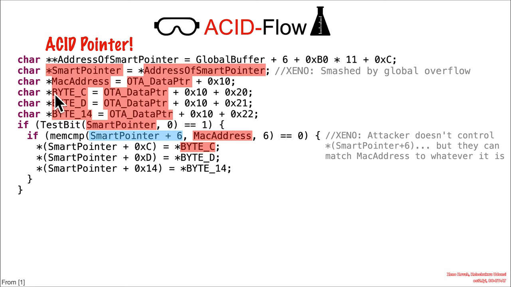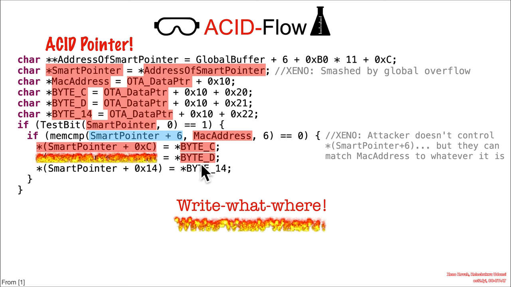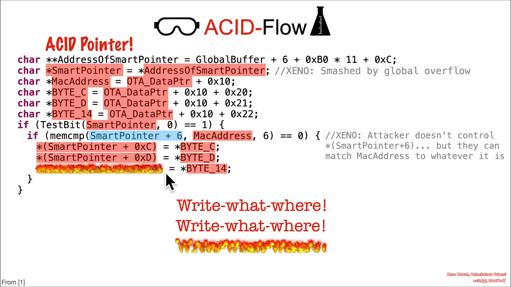All right, well, once they bypass that check and it gets down to here, then you've got byte C, which is a fully attacker controlled value, being written into smart pointer plus C. And again, since smart pointer is an attacker-controlled pointer and it can just point anywhere, then this is effectively a write what, where.